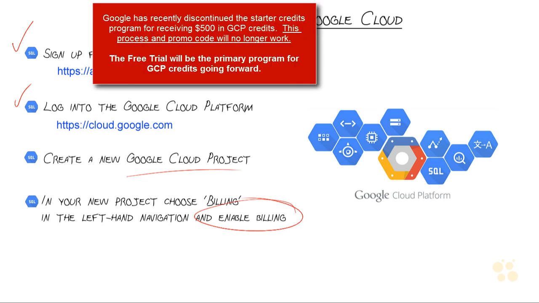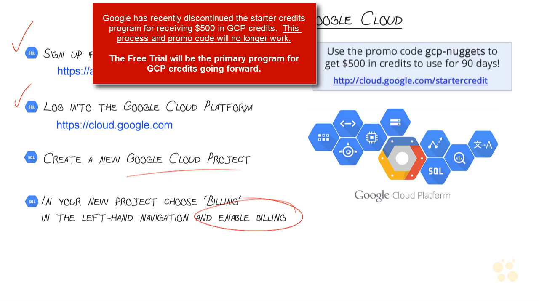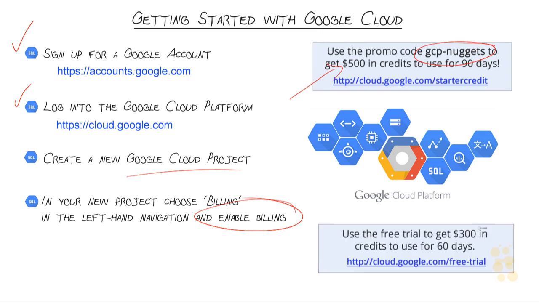However, you don't have to worry about accruing any charges right away. Go to cloud.google.com/starter-credit, and use the promo code GCP-Nuggets. That'll get you $500 in starter credits that you can use for 90 days. As long as you have these credits applied to your account, any charges that you would accrue will dial down against this $500 instead of coming down against your credit card that you have enabled with your billing account. You can also use a free trial if you have a new Google account to get $300 for up to 60 days. This has a few limitations associated with some things like only a single GCE instance, but otherwise you're looking at $800 in free credits that you can use to get started with the Google Cloud before you even have to pay a cent.